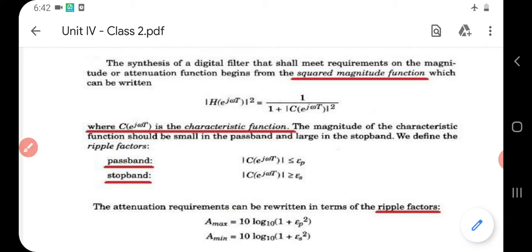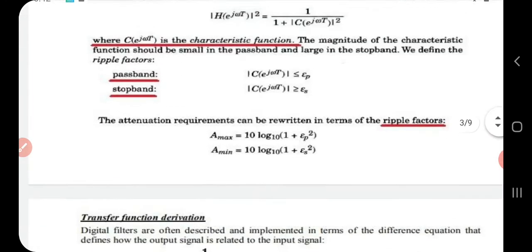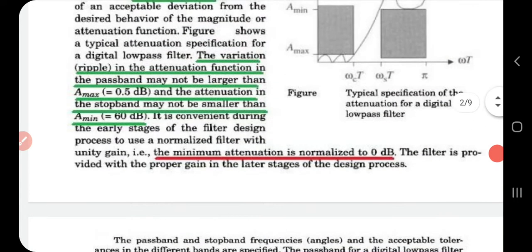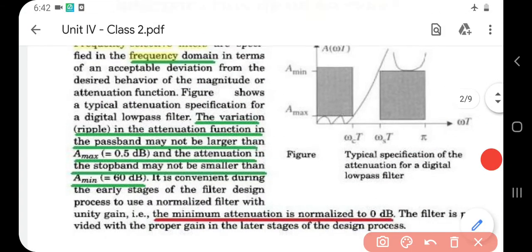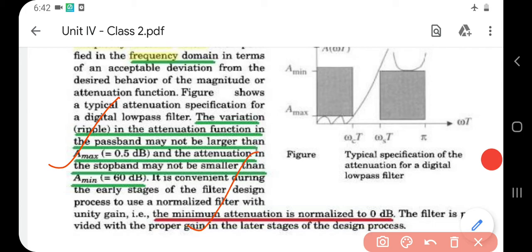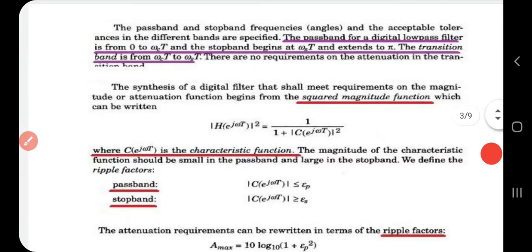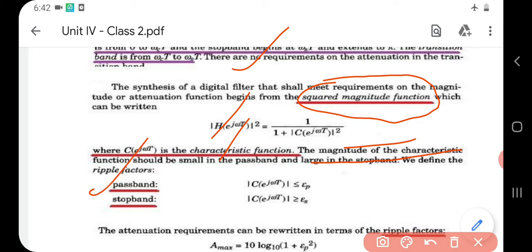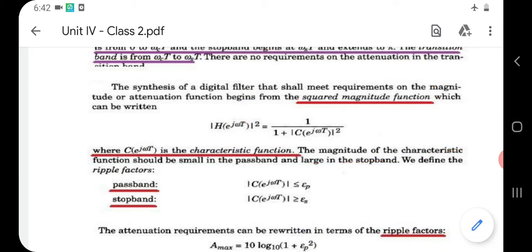Here epsilon_p and epsilon_s, where p actually stands for pass band and s stands for stop band. So which are the specifications when you are asked? You have to write this one, then this one, then a mention of the squared magnitude function and the characteristic function and how its value should be, then the ripple factors, and finally this expression. All that will give you a general idea about the specifications of IIR filters.